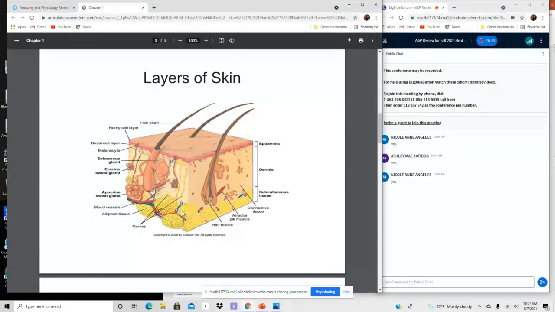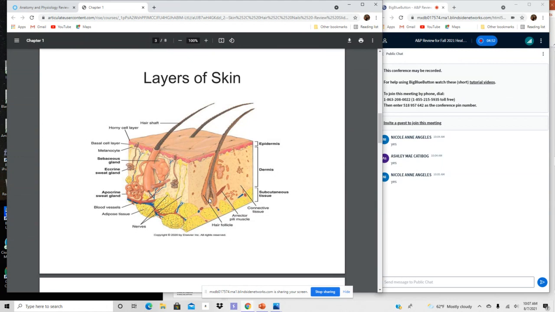The erector pili muscle, which is over here, is also attached to the hair follicle. It's a tiny muscle that attaches to the base of the hair follicle and causes the hair to stand up straight. So, erector pili muscles are commonly known to cause goosebumps.